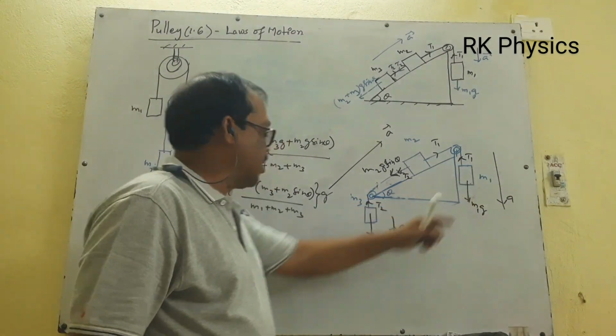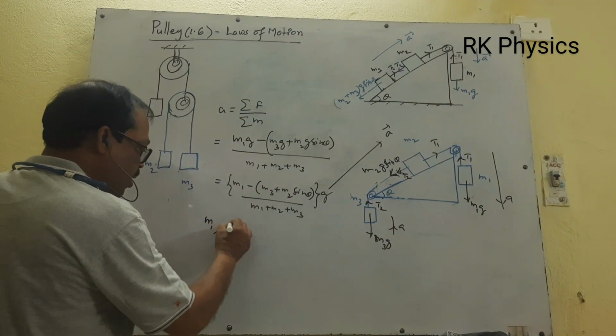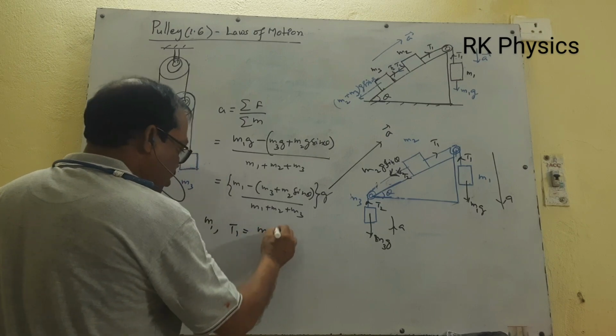Now for T1, take mass M1. For mass M1, what is T1? M1 is moving down.